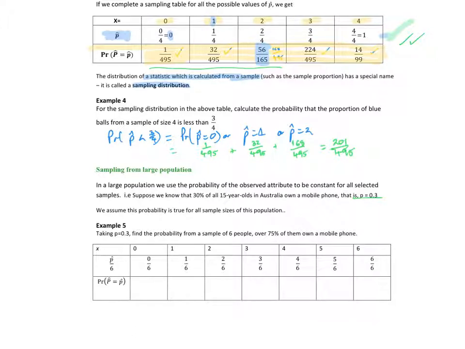So the probability of success is 0.3. All right, we assume the probability is true for all sample sizes of this population. So if I'm going to choose 6 people, it means that we can say my sample size is 6 and the probability of success is 0.3. If I do this on my calculator, it's going to generate all these probabilities for me.